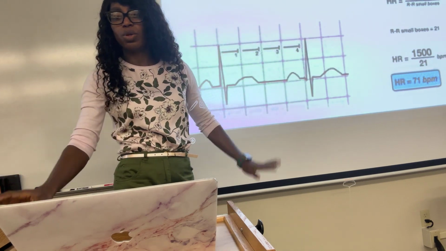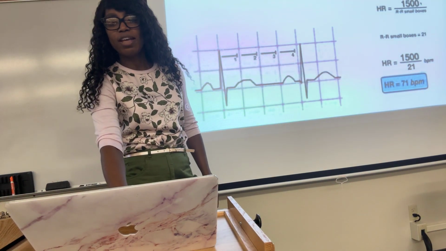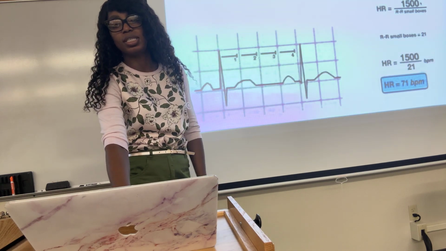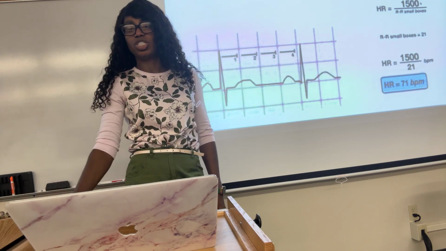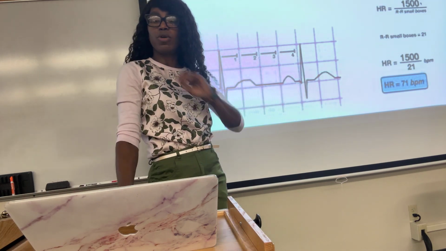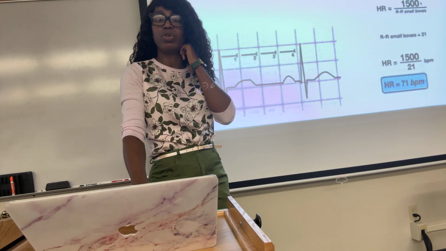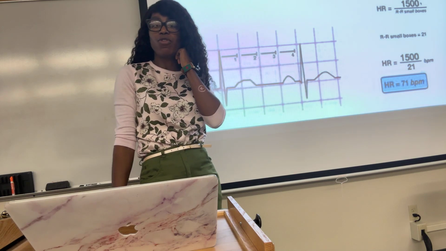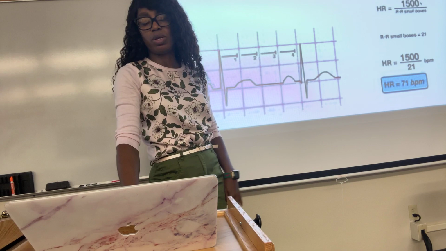So now that you have found that this is regular, but if some are longer distances and some are shorter distances apart or inconsistent with each other, they are considered irregular. So we use the 1500 method or the 300 method when we have regular rhythms. For irregular rhythms, well, let's finish with the regular.